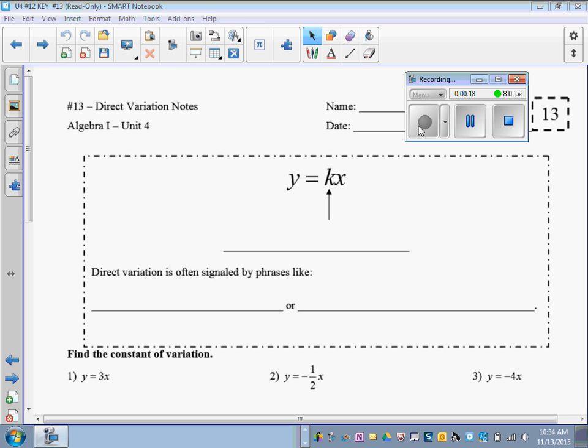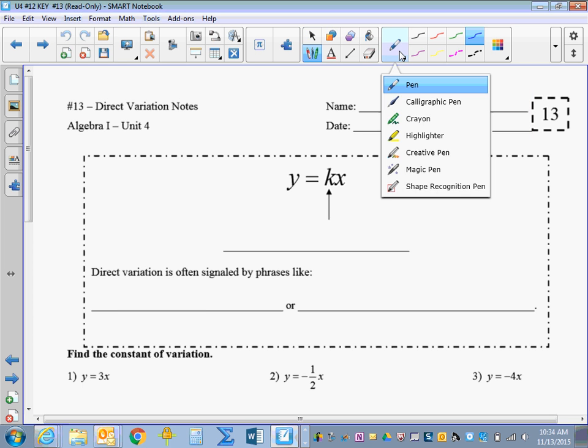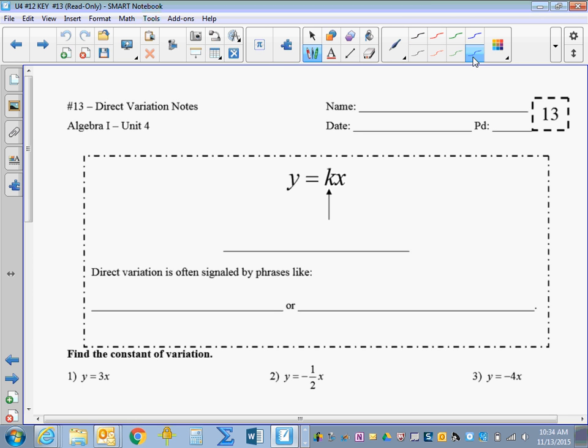All right, so you have in your notes here this equation, y equals kx. This is what we see when we do direct variation. This value up here, k, is my constant of variation. That is my k value. It's the value that's in front of your x.